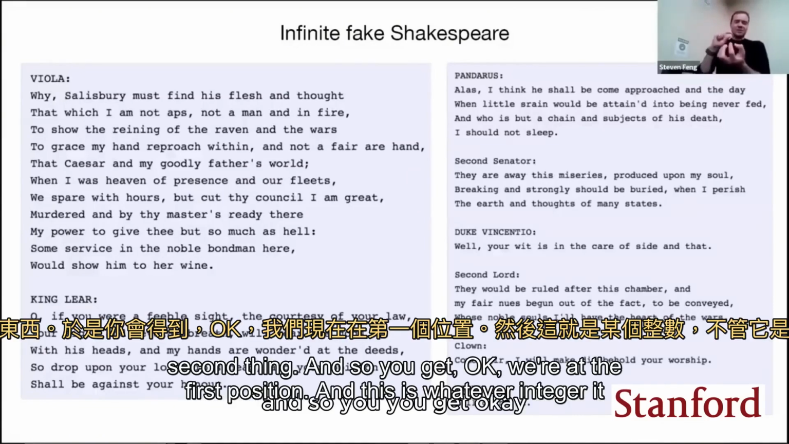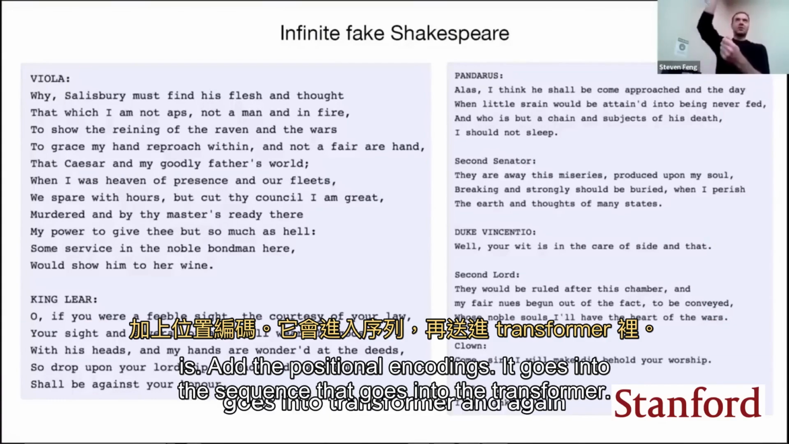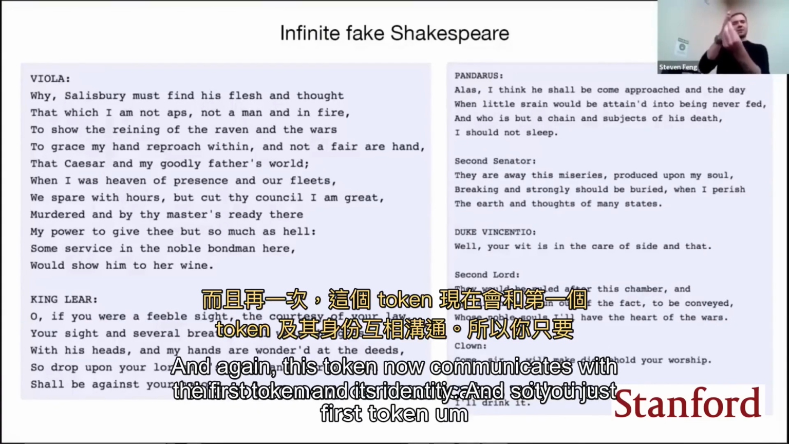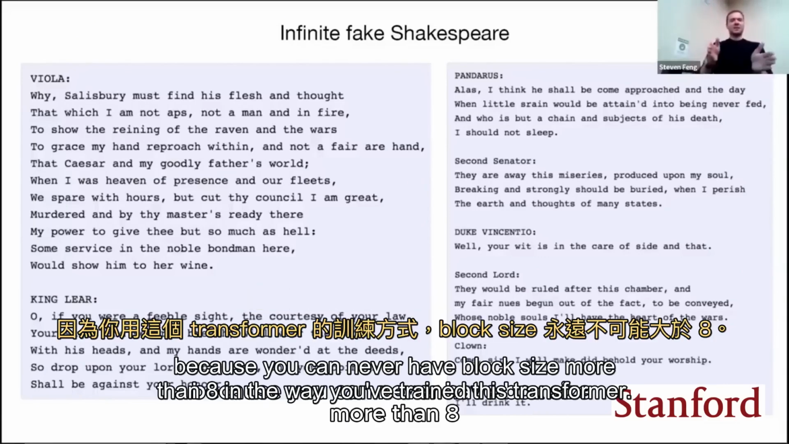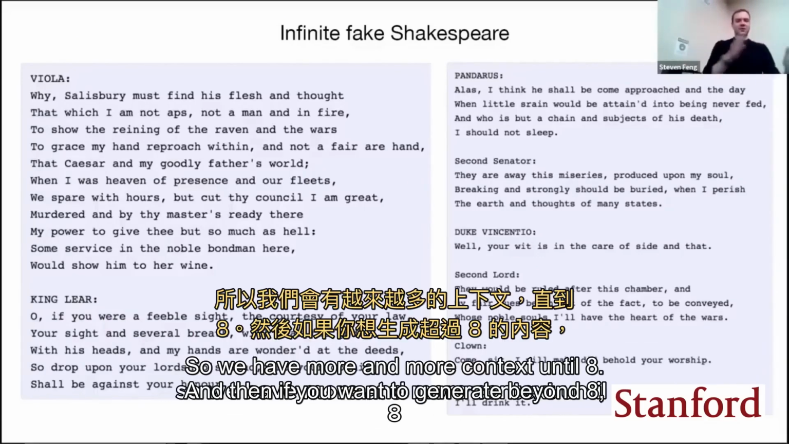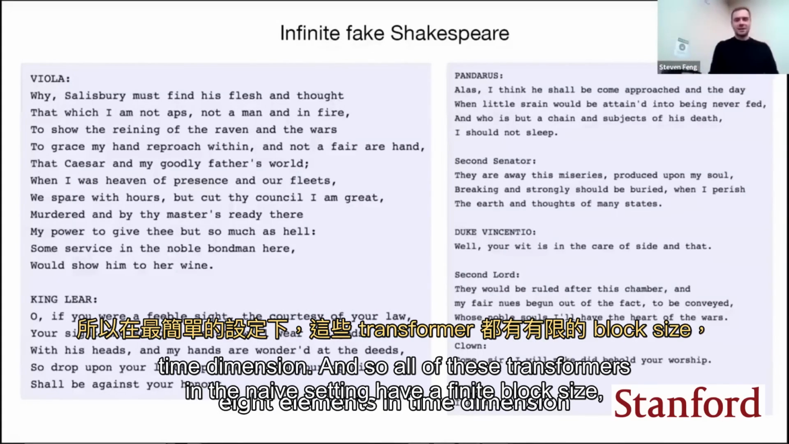And so you get, okay, we're at the first position. And this is whatever integer it is. Add the positional encodings, goes into the sequence, goes into the transformer. And again, this token now communicates with the first token and its identity. And so you just keep plugging it back. And once you run out of the block size, which is 8, you start to crop, because you can never have block size more than 8 in the way you've trained this transformer. So we have more and more context until 8. And then if you want to generate beyond 8, you have to start cropping, because the transformer only works for 8 elements in the time dimension.